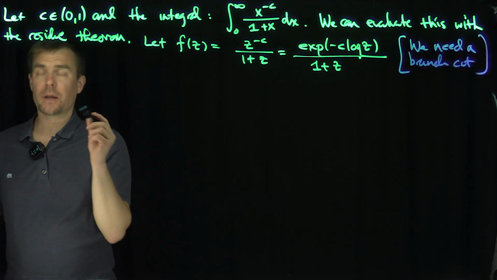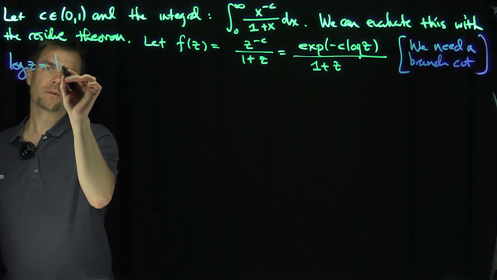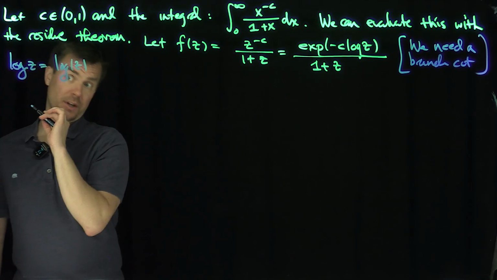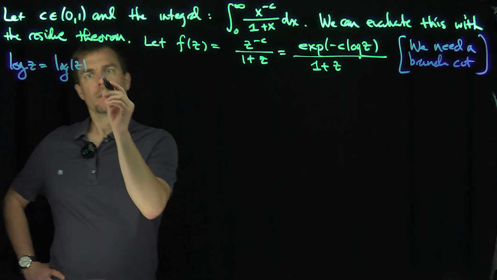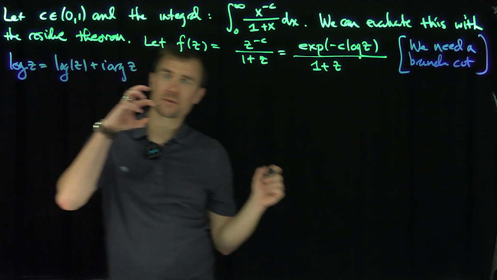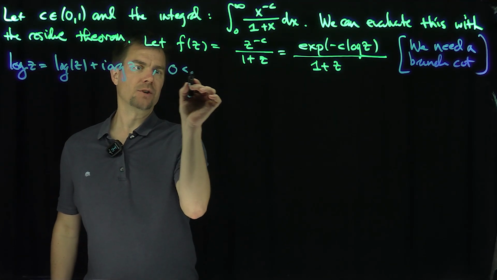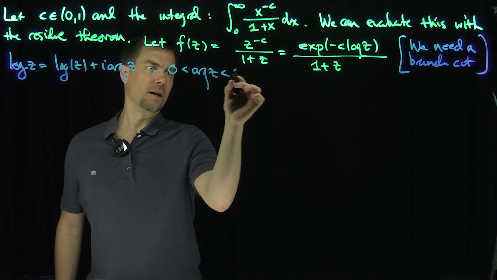So what's this branch cut going to be? Log of z is the real log of the modulus of z, for z not 0, plus i times the argument of z. And now the argument of z is going to be between 0 and 2 pi, but not any of those values. So here, that's my branch cut, arg z less than 2 pi.